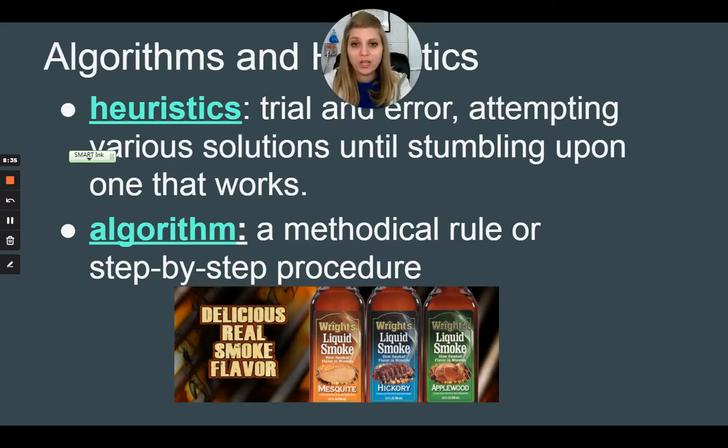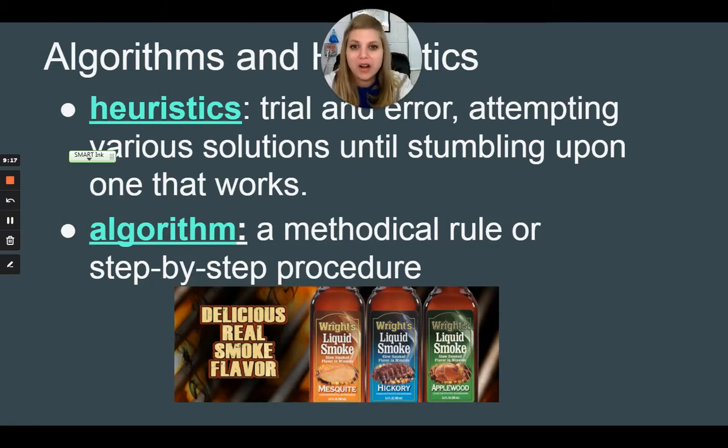Now if I were going to do an algorithm, what would have to happen is that I would have to go up and down every single aisle in the store, looking at every single product available, because eventually I would find liquid smoke. Eventually it would be there because I know that the store carries this product. I'm not going to ask for help. Silly. But that would be following an algorithm. It would be a step-by-step methodical procedure, up and down every aisle, looking at every shelf, looking at every product. Eventually I would find what it is that I'm looking for. But that's time consuming. And so instead, I utilize a heuristic.